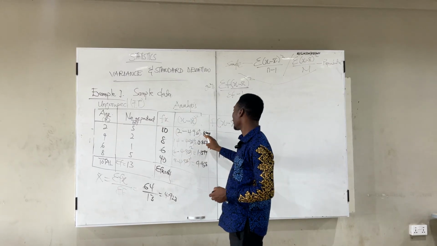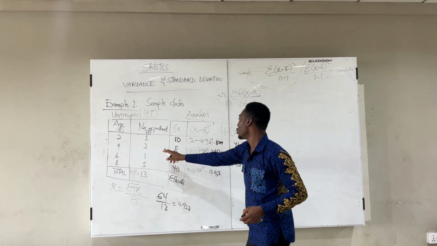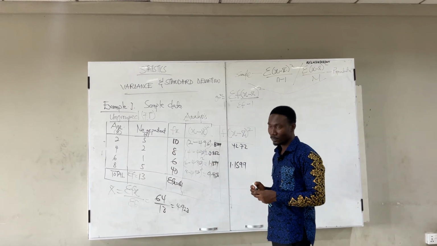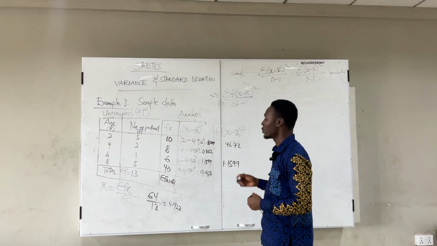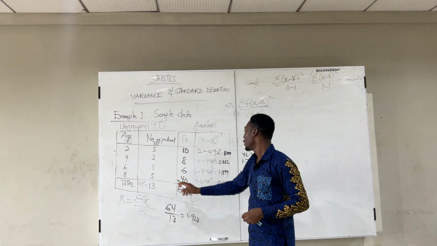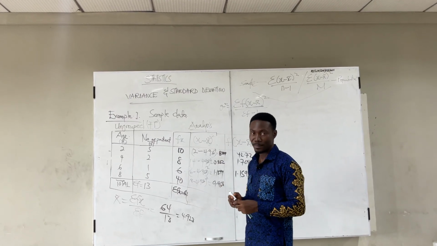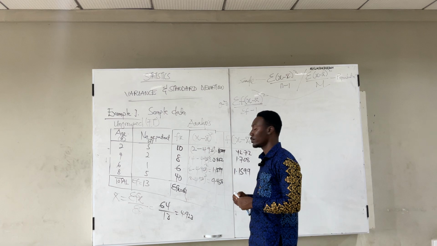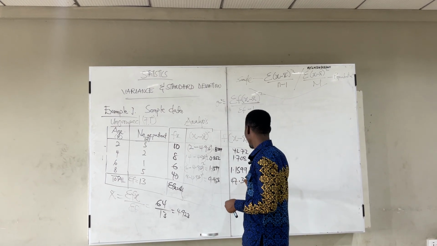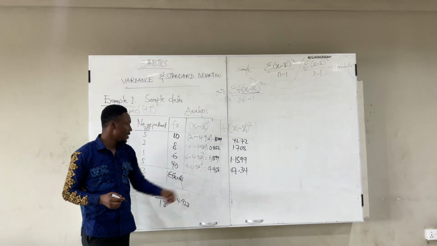Okay, let's do the first two. 5 multiplied by 42.72. Then 2 multiplied by 0.852, 1.708. Then 5 multiplied by 9.468, 47.34. Okay.